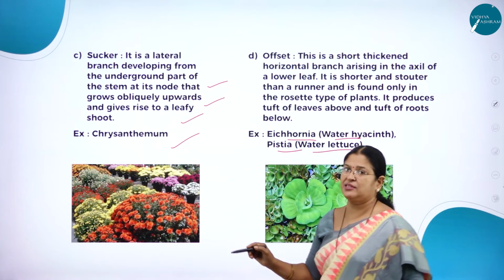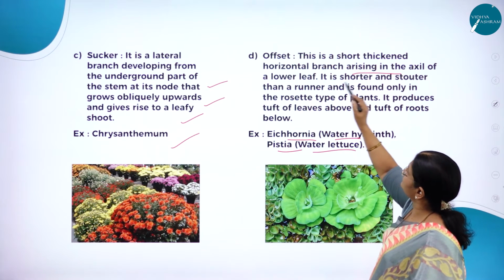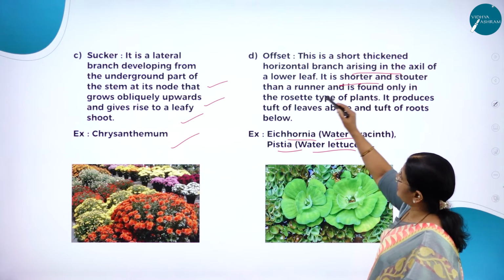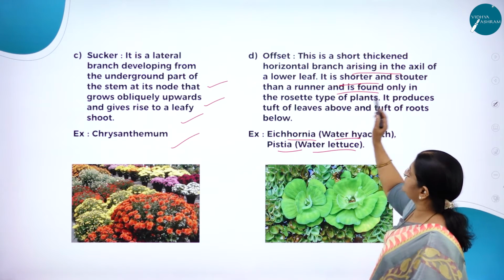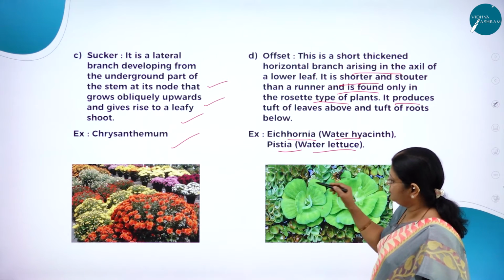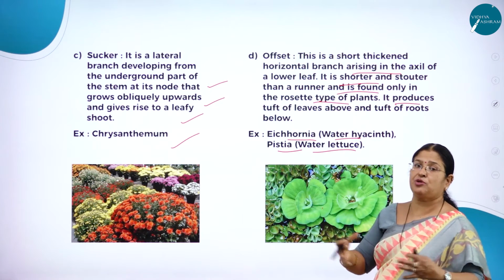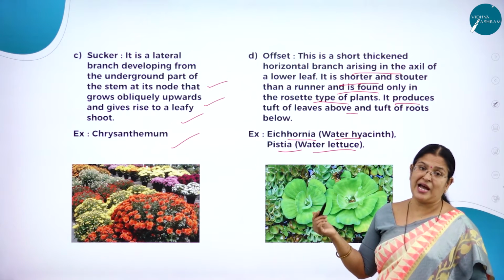Example: chrysanthemum. Then offset, this is a short thickened horizontal branch arising in the axil of a lower leaf. It is shorter and stouter than a runner and is found only in the rosette type of plants, and it produces what? Tuft of leaves. Here you can see that tuft. Tuft means what? Group of leaves above, and that is the beauty of this water hyacinth.